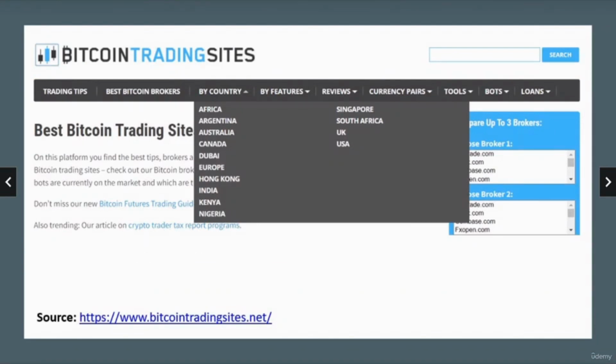But here's a nice place to get you started if you're curious, called BitcoinTradingSites.net. And they have different ways that you can evaluate or look at different ways to trade. And they have a nice part where you can get a download by country. And you can see the example here on the screen. And so that's really nice, where you can start narrowing your choices down, and make it easier for you to find the exchange or the broker that you want to use.